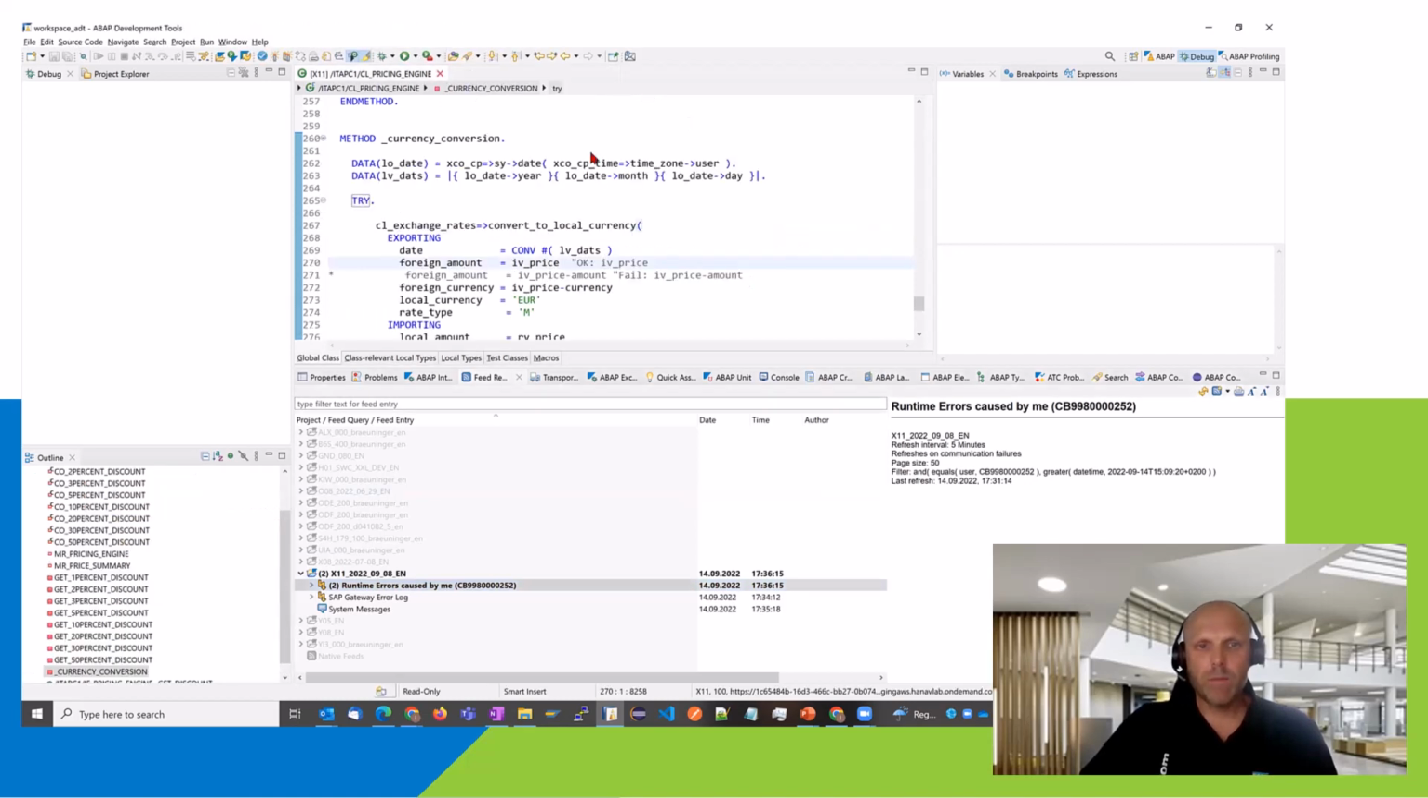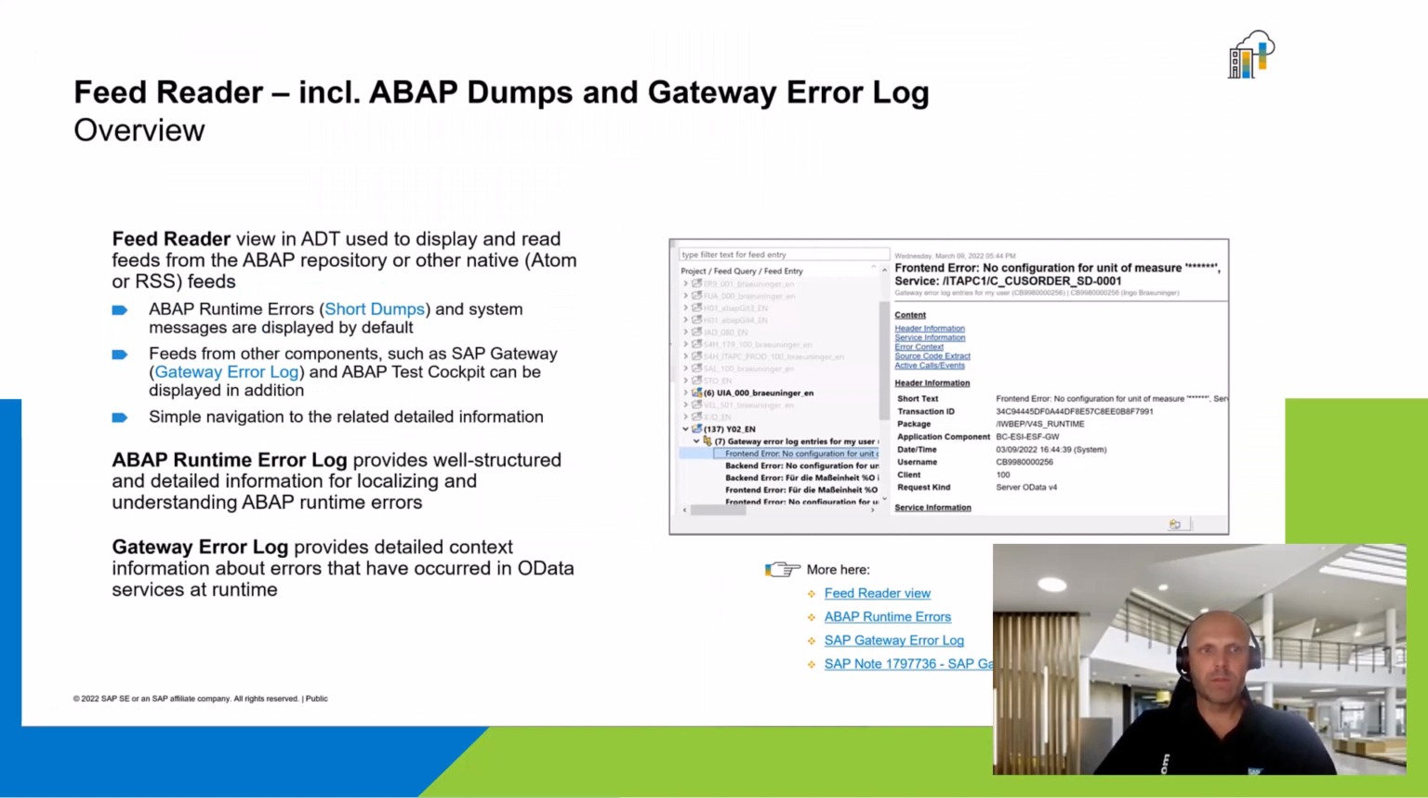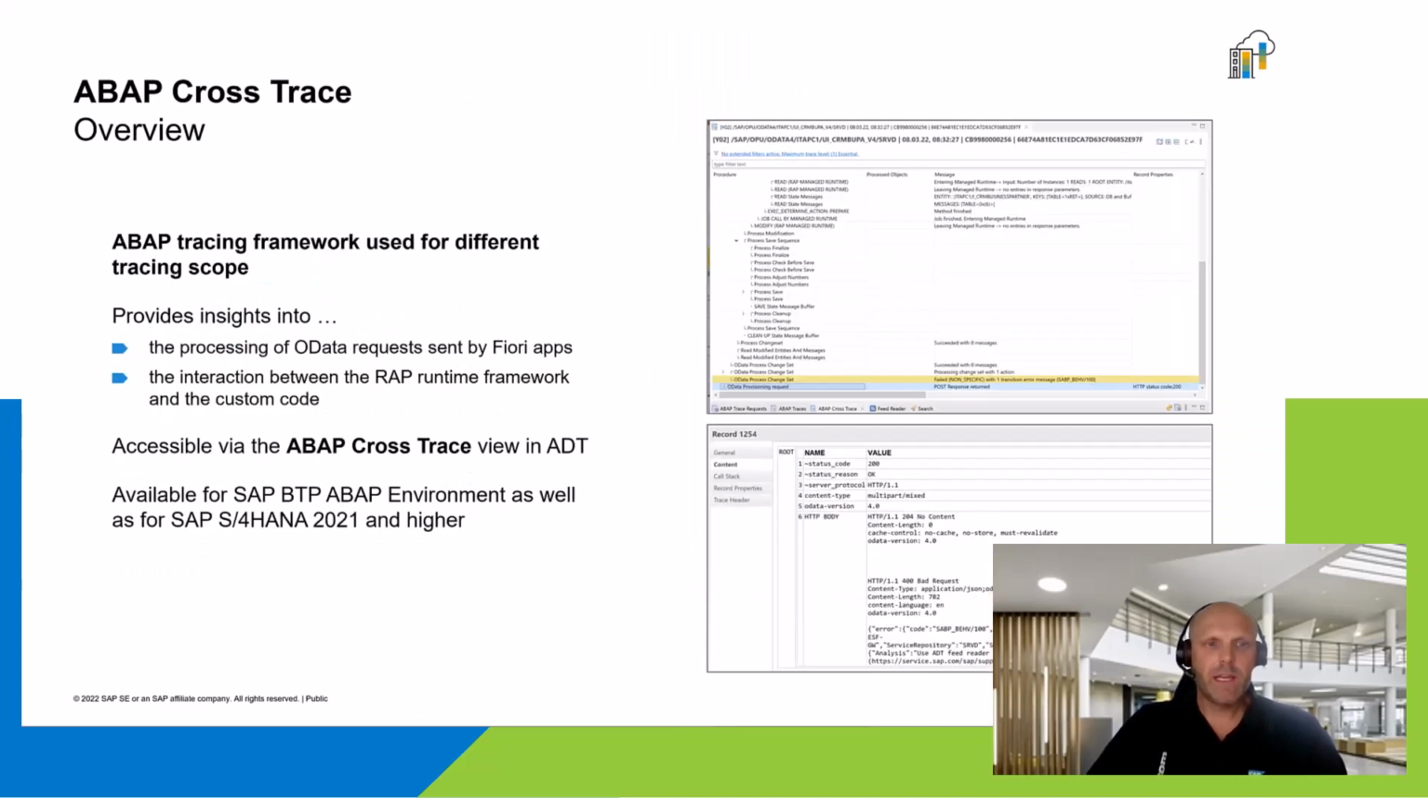Okay, then let's go back to the next one. So again here the summary about the dumps and gateway error log. So what is the intention of that, why we are providing that one, and that's it. Okay, then next one is the so-called Crosstrace tool. The Crosstrace was introduced because the colleagues from the RAP development teams asked us to have a tool where they can integrate into a generic tracing tool for doing their support.